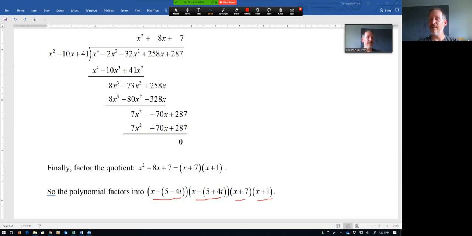I hope this helps you out with a problem like this. I know it's difficult to multiply those together, but hopefully this example will help you wrap your mind around this a little bit better. Thank you.